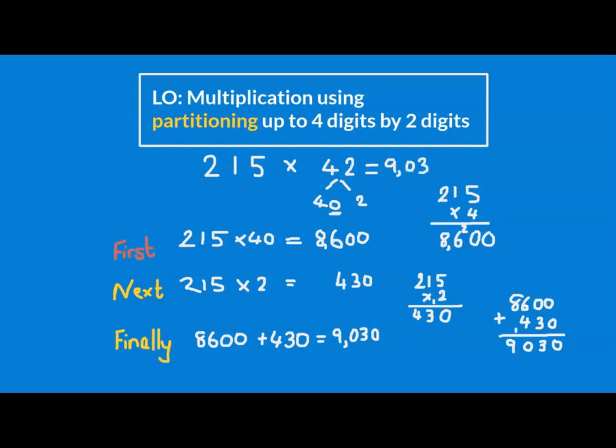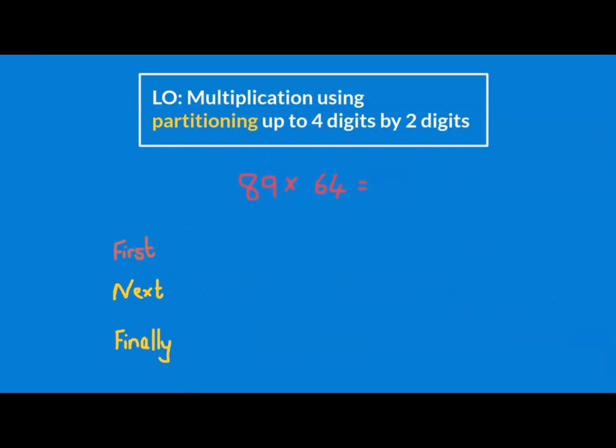I'd like you to try a couple of these at home. Find the product of 89 and 64. Write out all of your calculations neatly so that you can follow it step by step in a minute when you press play again.